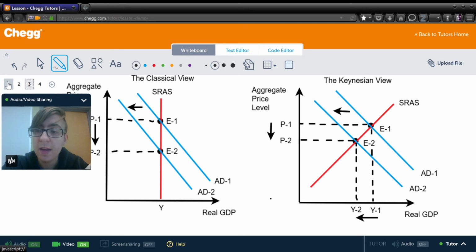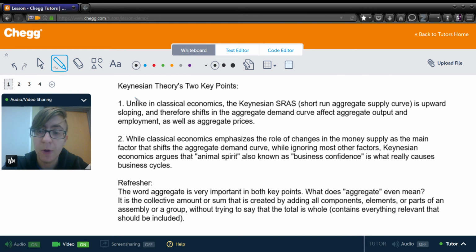So Keynesian economics has two key points, and I will be referring back to the graph as I explain the first point in particular. Unlike in classical economics, the Keynesian SRAS, the short-run aggregate supply curve, is upward sloping, and therefore shifts in the aggregate demand curve affect aggregate output and unemployment as well as aggregate prices. So that's super wordy. What the heck does that mean?